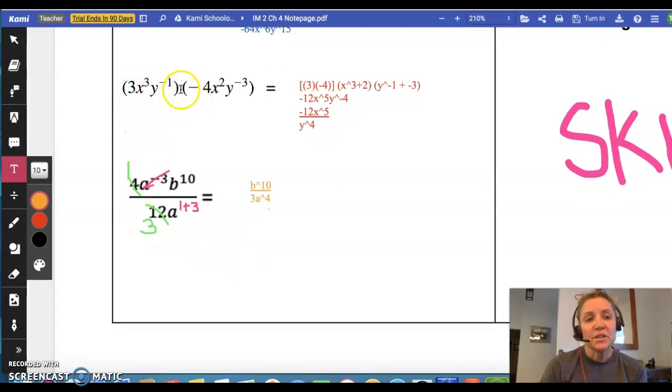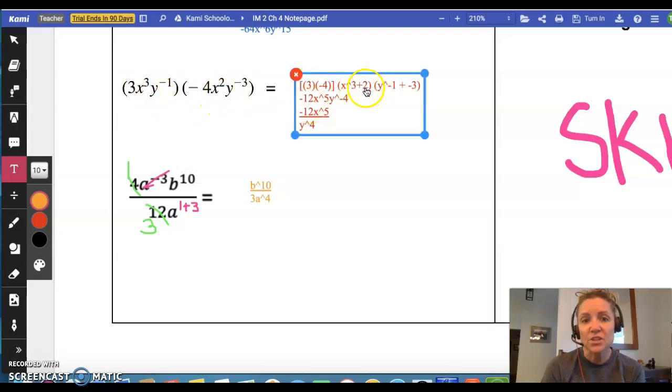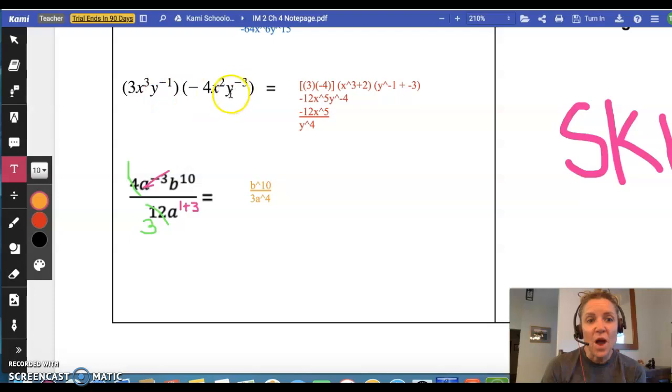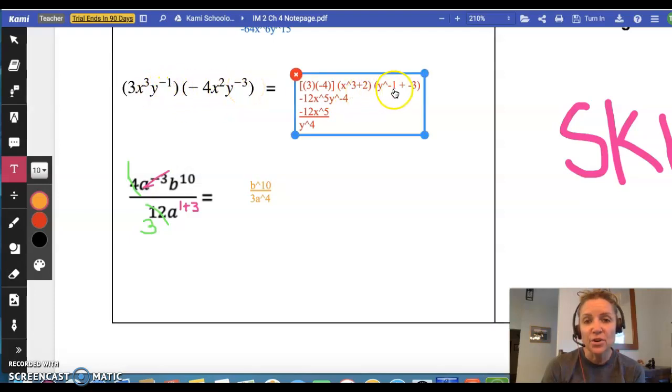This one's a little different. This one is not a power to a power. This one is just multiplying. So 3 times negative 4, that's going to get us this negative 12 right here. And then x to the third times x to the second, you actually end up adding those exponents. So you have x to the fifth. And then for the same base of y, you have y to the negative first times y to the negative third. So when you add those, you get y to the negative fourth.